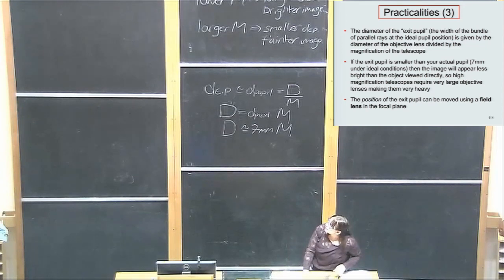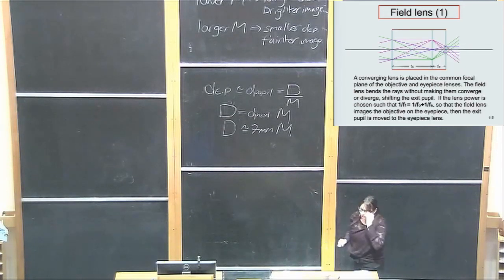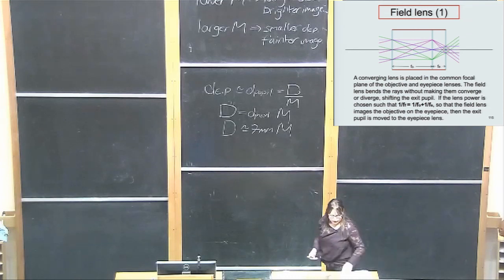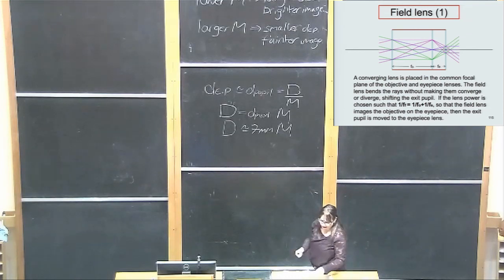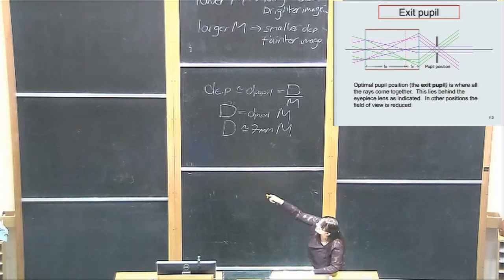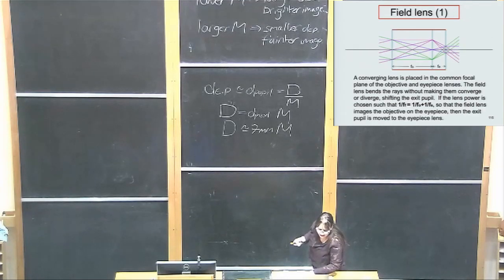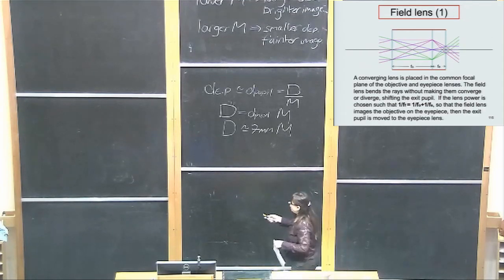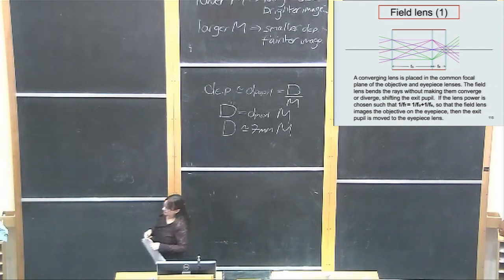Something else to consider is the position of the exit pupil. You might want to move it. So let's say you want to move it slightly closer to the eyepiece, for example, because it's a little bit hard to hold your eye steady further back. So you can do that with the use of a so-called field lens.